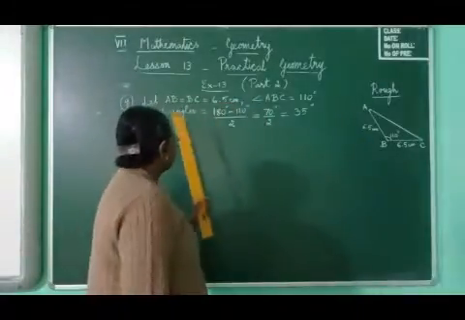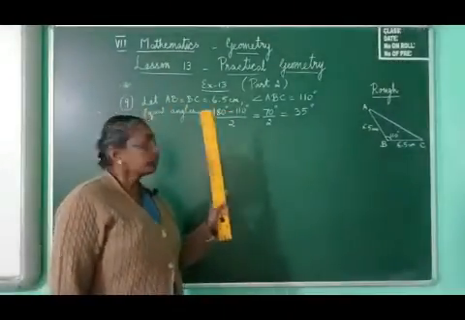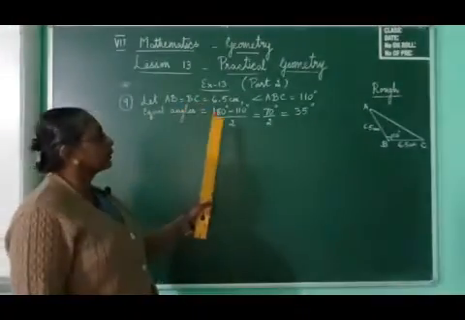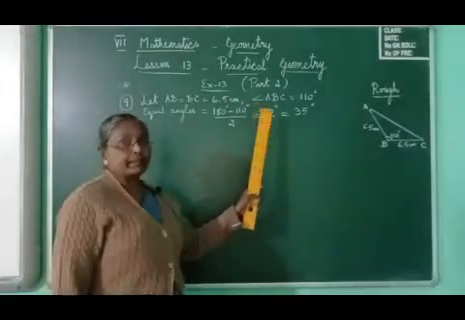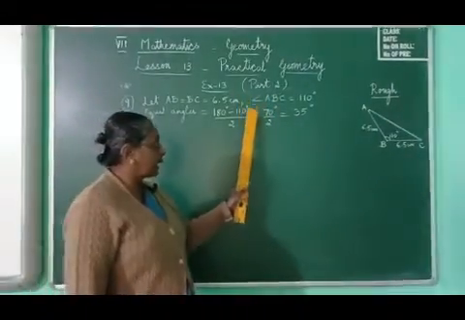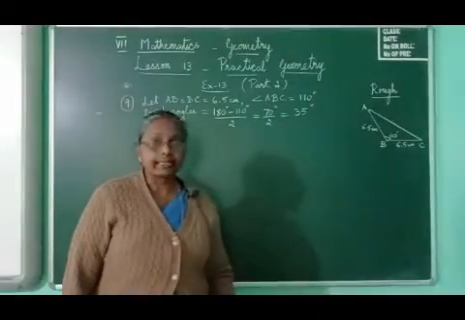So I have taken the equal sides to be AB and BC. So AB is equal to BC is equal to 6.5 centimeters, and the angle between them, which is angle ABC, is given to be 110 degrees.